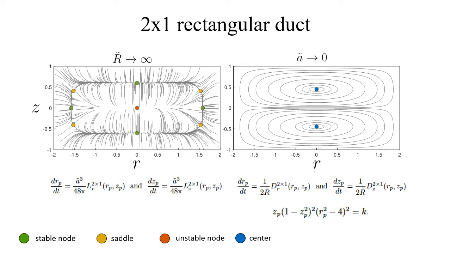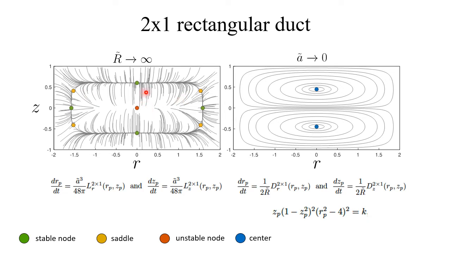In the limit R tilde goes to infinity, we approach a straight duct, and the secondary drag forces can be neglected. So the dynamics are purely governed by the inertial lift force, which results in 9 equilibrium points, which are shown here by colored circles. These points are stable nodes in green, saddle points in yellow, and an unstable node in red.